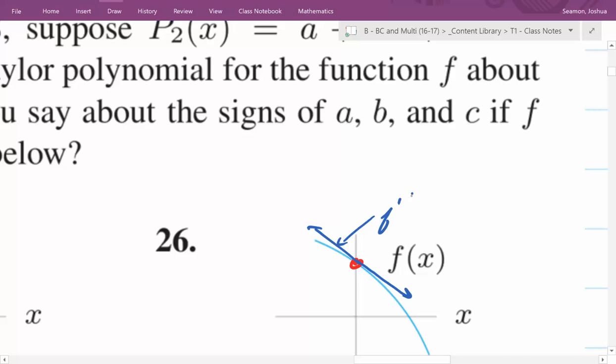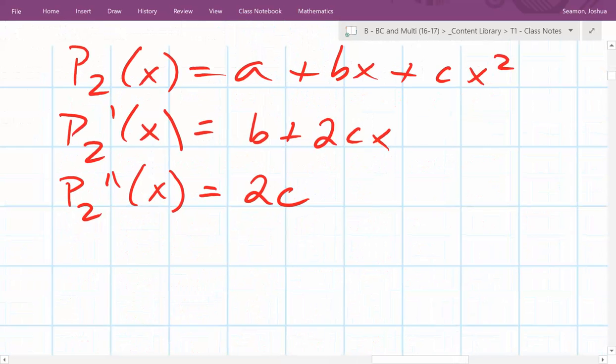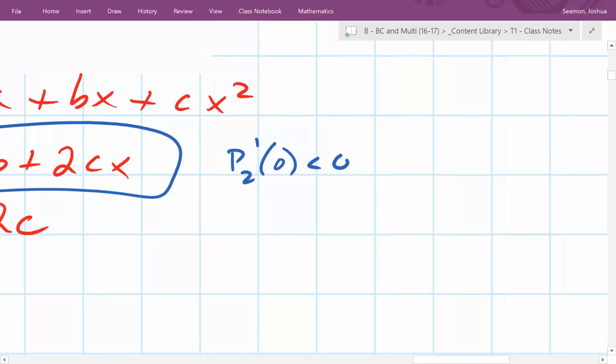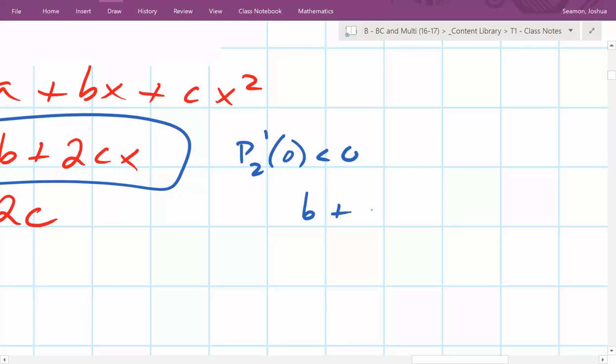So we know that P2 prime at 0 is going to be less than 0, right? This is P, sorry, P2. So what do we know? We know that P prime of 0 has to be what? Less than 0. So that means that B plus 2C times 0 has to be less than 0. So B has to be less than 0.